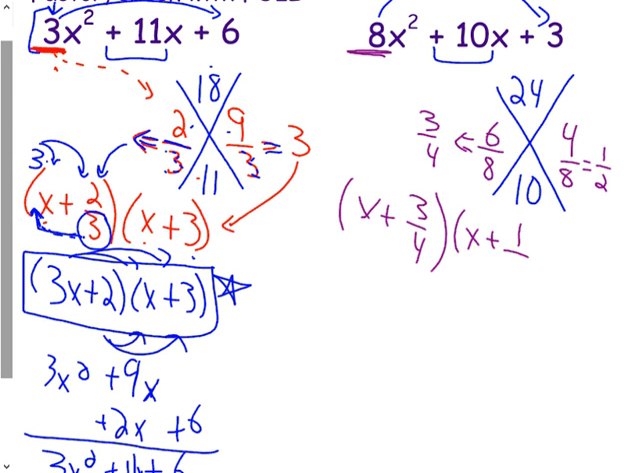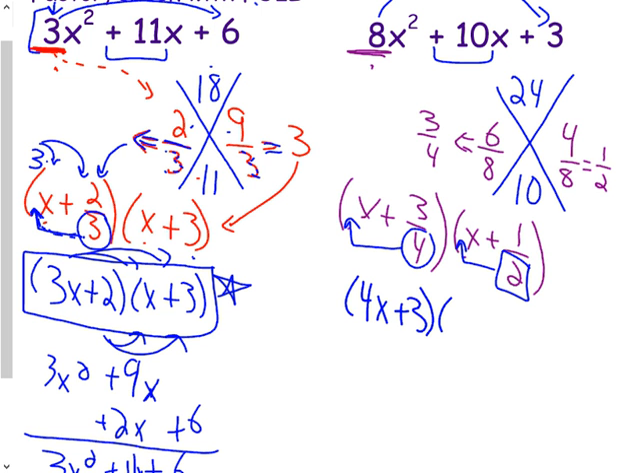Now again, not our final answer because we need the numbers in front to multiply to equal 8. And so now we're moving those, the 4 is going to shift to in front of the x, and the 2 is going to shift to be in front of its x to get 4x plus 3 and 2x plus 1. And there's our final answer.